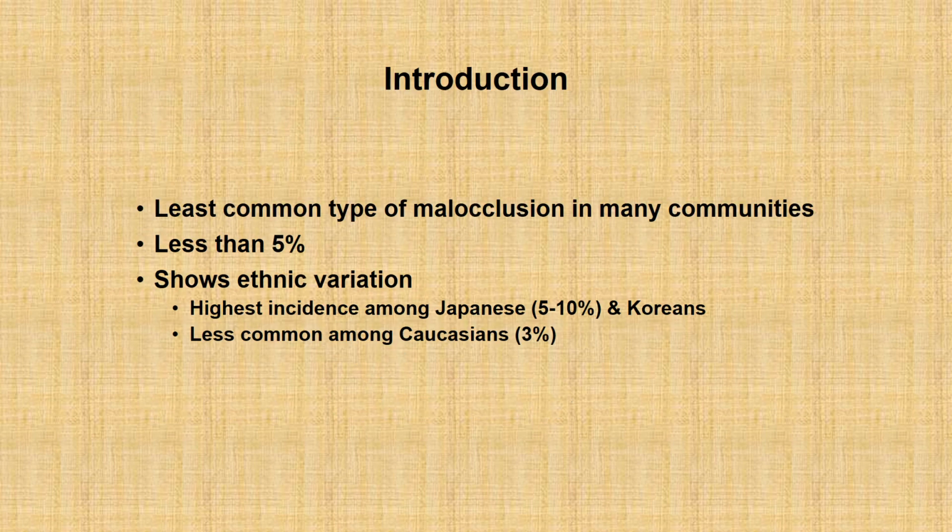Now, a class 3 malocclusion is the least common type of malocclusion in many communities. The incidence is less than 5%, and this incidence shows a strong ethnic variation. The highest incidence has been noted among the Japanese, around 5 to 10%, and the Koreans, and is less common among the Caucasians at about 3%.